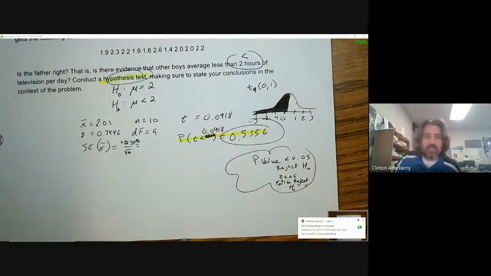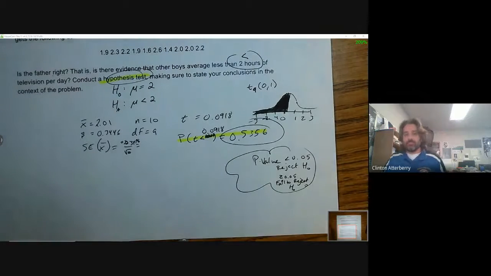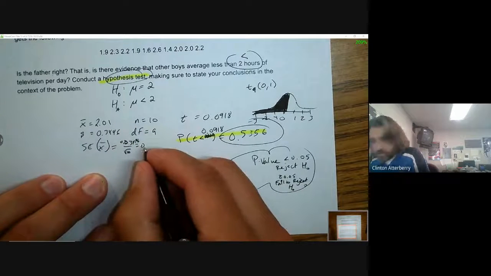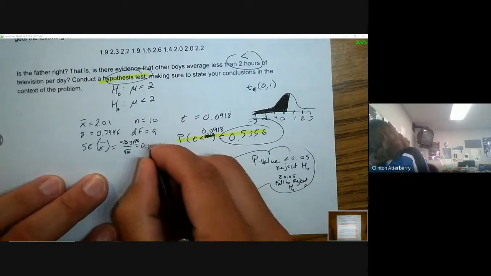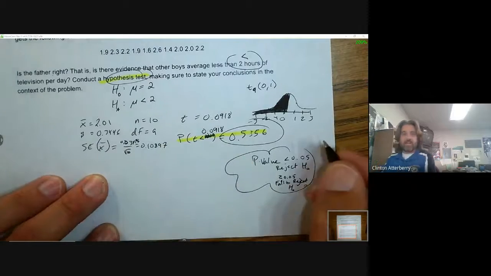Sorry about that little writing there. So 0.3446 divided by the square root of 10 in a calculator. Okay, hit enter. When I calculate this number, I get a standard error of the mean to be 0.10897. Let's just use that number there.